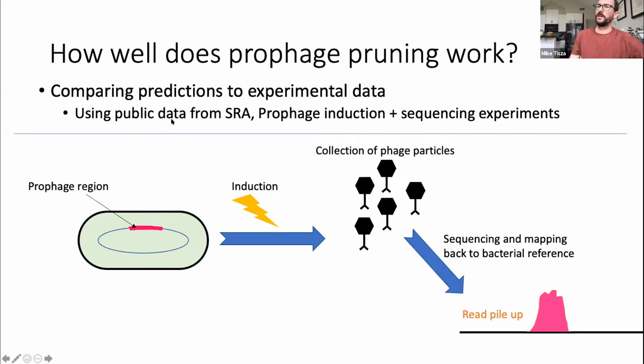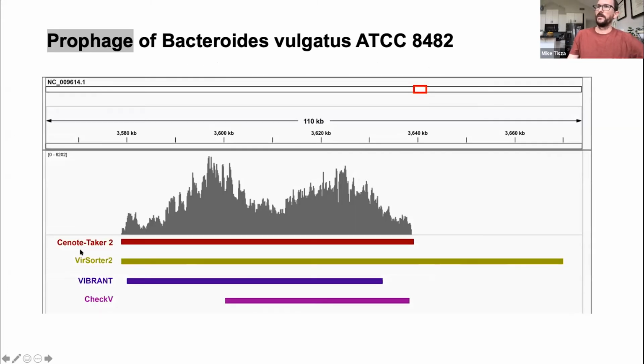So what I did was I went into the SRA to look for public data where some experimentalists somewhere did a prophage induction on a bacterial reference strain, usually by mitomycin C or something, and then they collected their phage particles, and then they sequenced the phage particles. They deposited those sequences, which you can map back to the bacterial reference genome to find exactly where that phage is in the genome.